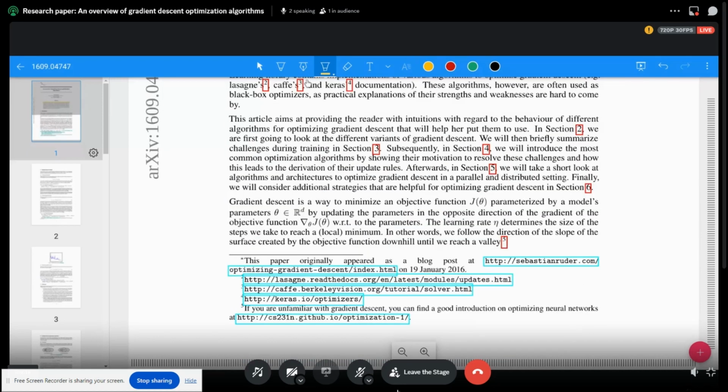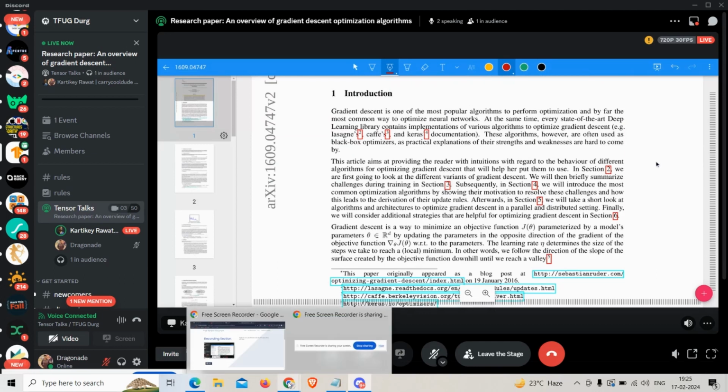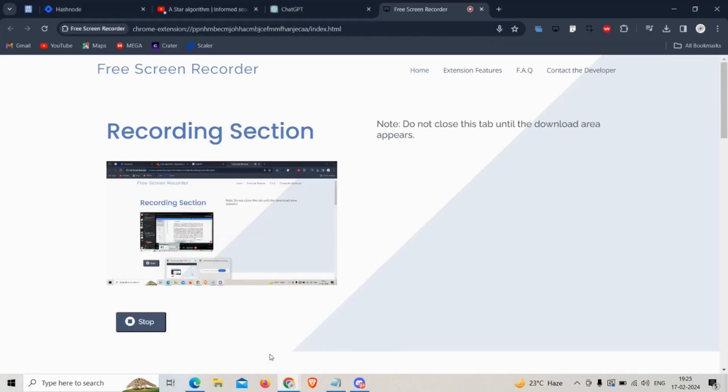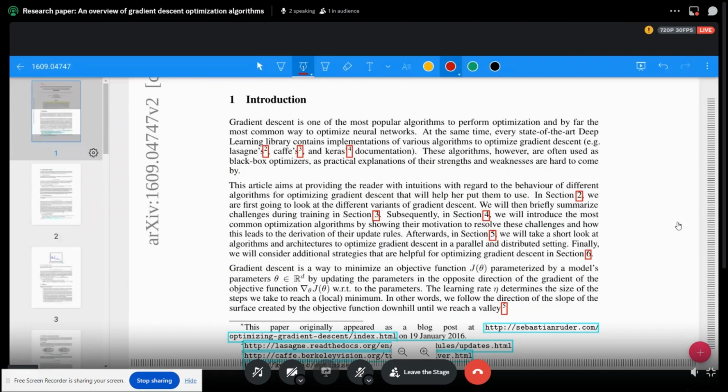If you see, let me go for the pen one. Okay. So the major thing is, if you think in that way, gradient descent is one of the most popular algorithms to perform optimization by far, and it basically works on neural networks. And the major thing is they are focused on two things, that is linear regression and loss function or cost function, depending on what you want to call it.